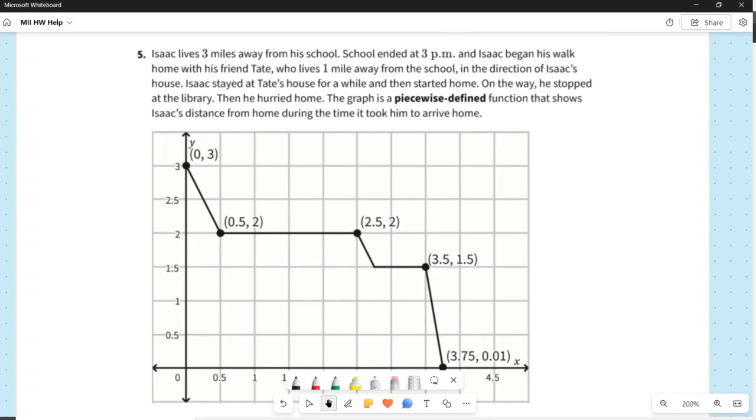Question 5. Isaac lives 3 miles away from his school. School ended at 3 p.m., and Isaac began his walk home with his friend Tate, who lives 1 mile away from the school, in the direction of Isaac's house. Isaac stayed at Tate's house for a while and then started home. On the way, he stopped at the library. Then he hurried home. The graph is a piecewise defined function that shows Isaac's distance from home during the time it took him to arrive home.